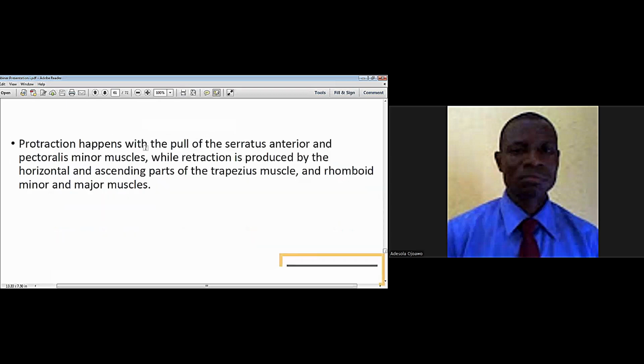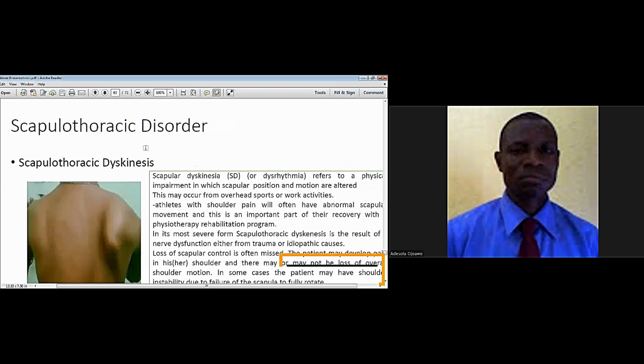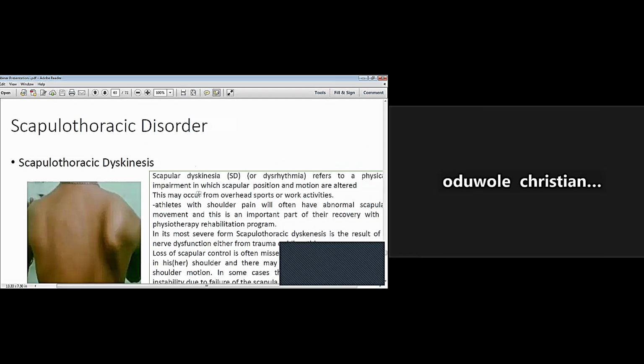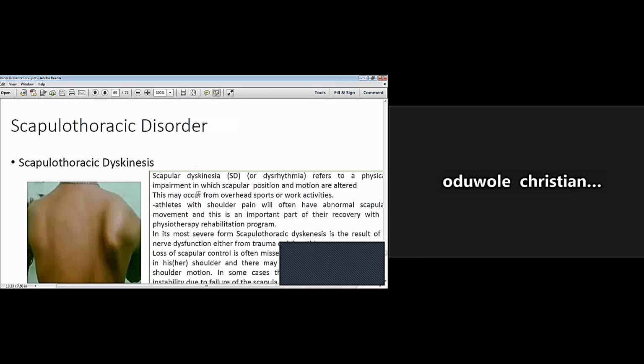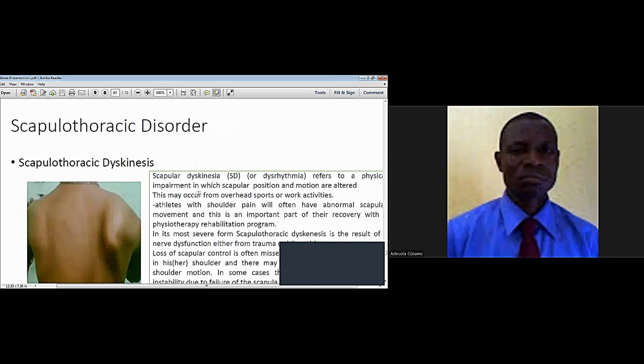We want to discuss some of the dysfunction of the scapula, especially scapulothoracic disorder. We want to discuss it, and I think after that the class may end. We have what is called scapulothoracic dyskinesia. This dyskinesia, right, is in three categories. We are going to see it as we move on. It will involve scapular variation.